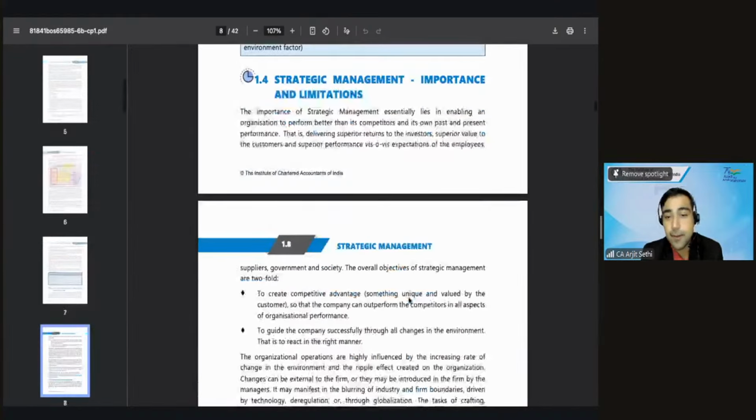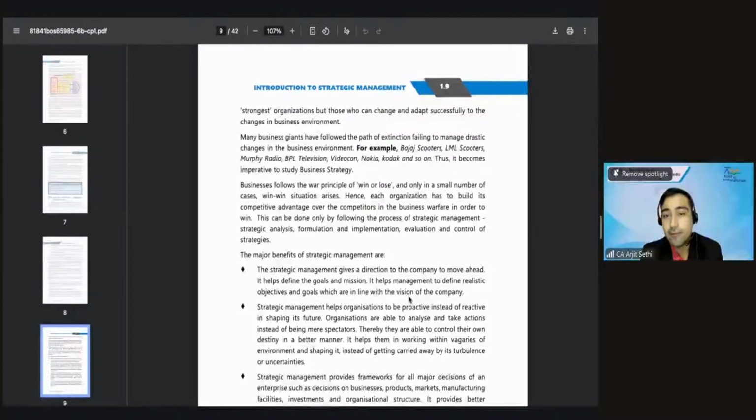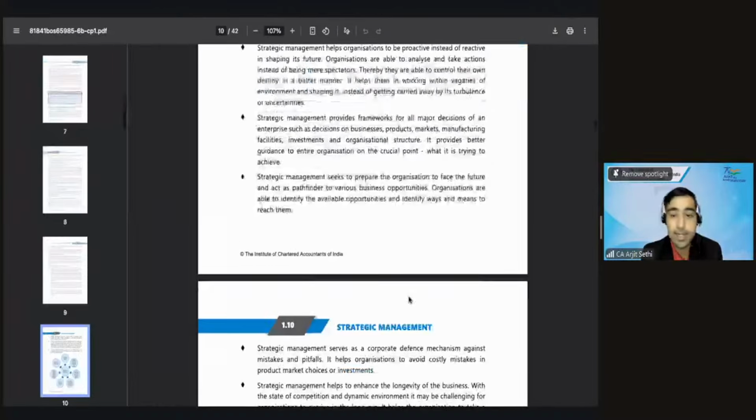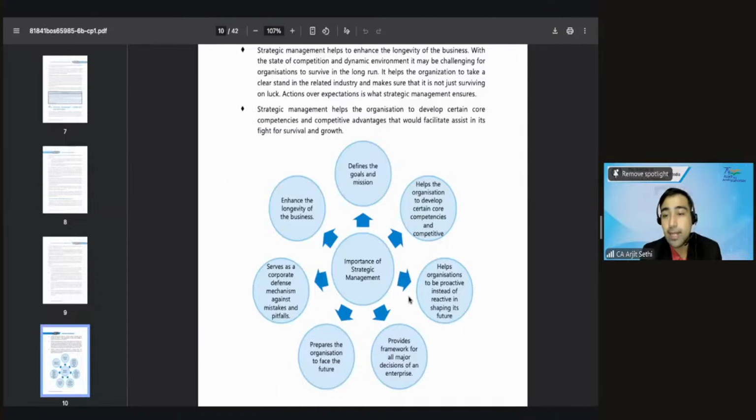Simple. The importance of strategic management: it gives direction to the company, defines goals, and helps being proactive instead of reactive. One I can give you from experience, most people face a challenge when a question comes: strategic management serves as a corporate defense mechanism against mistakes and pitfalls. Explain.